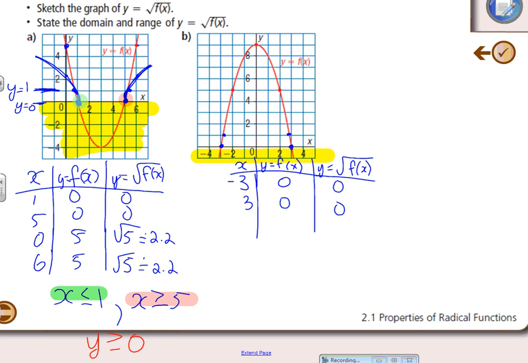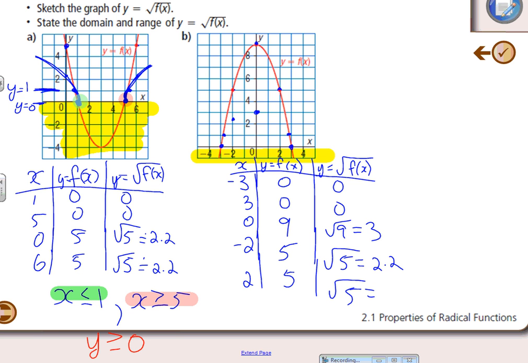Then they give us 3 other points that we could be working with. We don't have to do all of them, but you can. If you wanted to do them all, I'm just going to do this one that's up at the 9. 0, 9, square root of 9 is 3. We could also do the square root of the 5 here, which we might as well do. -2, 5. So we're doing the square root of 5, which is 2.2. So now we're at -2, 2.2 right there. I could also do the point over here that they've identified, which is 2, 5. Again, square root of 5, which is about 2.2.